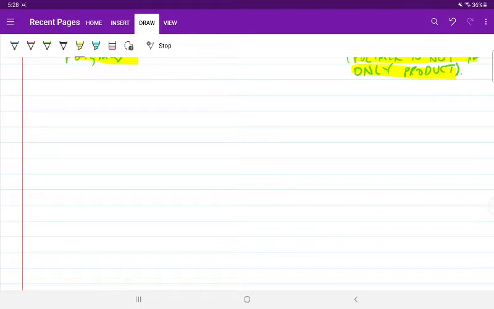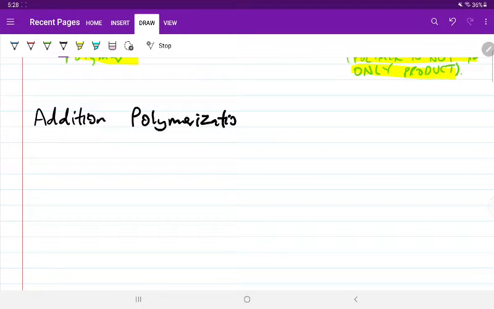Just to give you an idea of what the whole polymerization process looks like, and we get into it in a little bit more detail. Let's start out by looking at addition polymerization. And let's look at the simplest one. Let's choose the simplest one to start with.